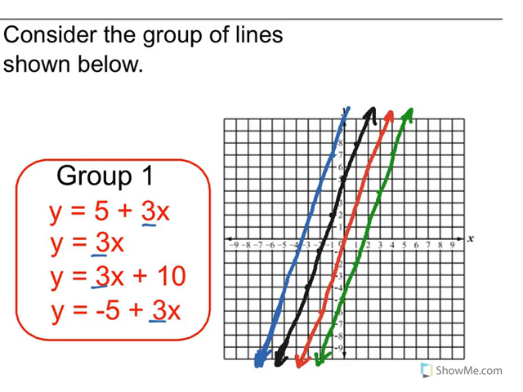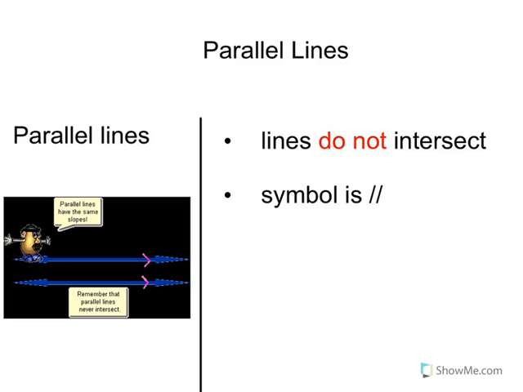If you're looking at their differences, though, you'll notice that each one has a different y-intercept or a different constant. And so in our definition of parallel lines as well, it's not just lines that have the same slope, but it's also lines that have a different y-intercept. So this is something that we need to consider as we dive into this lesson a little bit further.